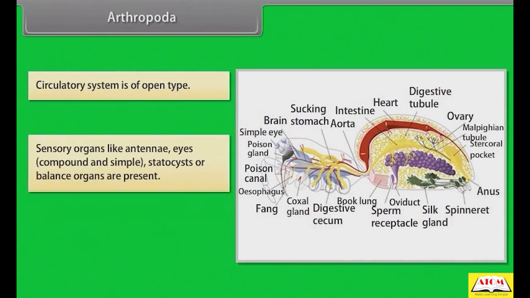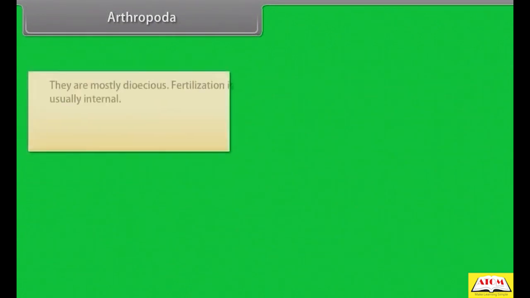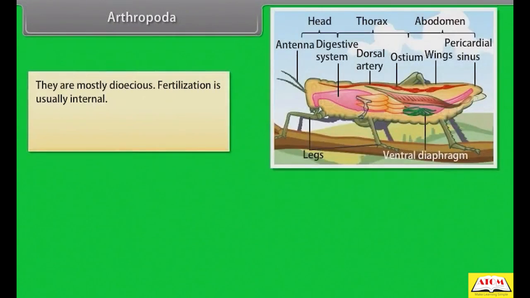Sensory organs like antennae, eyes, that is compound and simple, and statocysts or balance organs are present. Excretion takes place through Malpighian tubules. They are mostly dioecious. Fertilization is usually internal. They are mostly oviparous. Development may be direct or indirect.